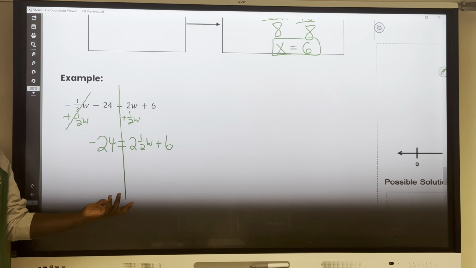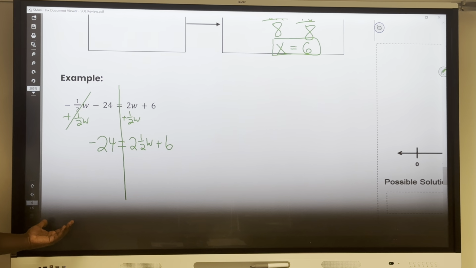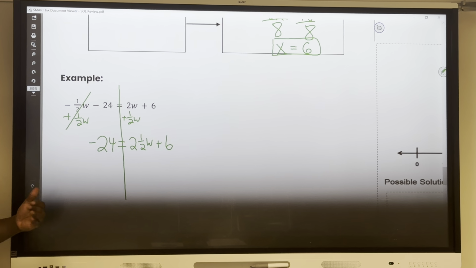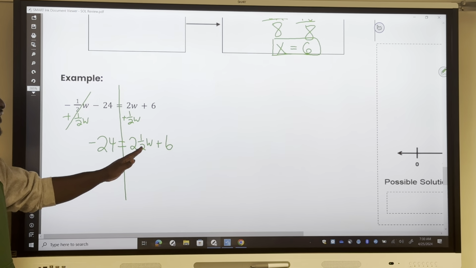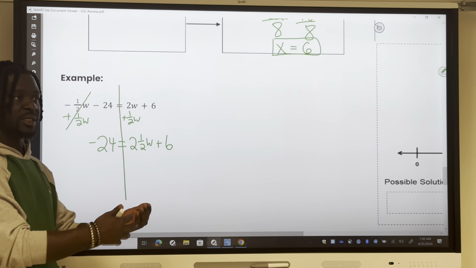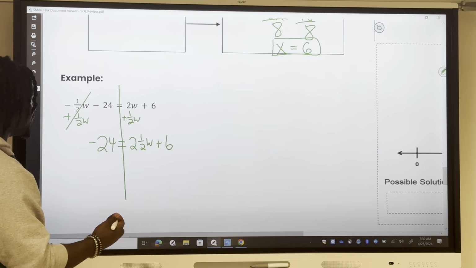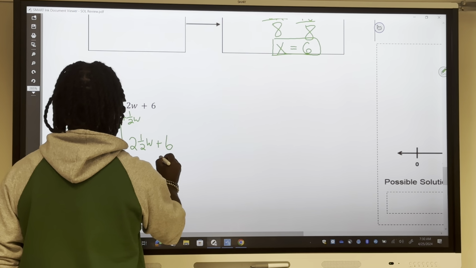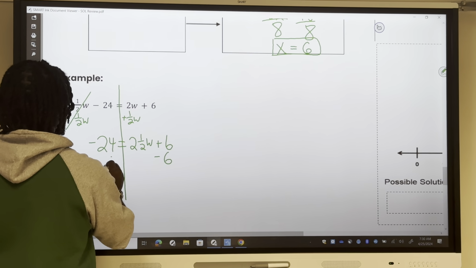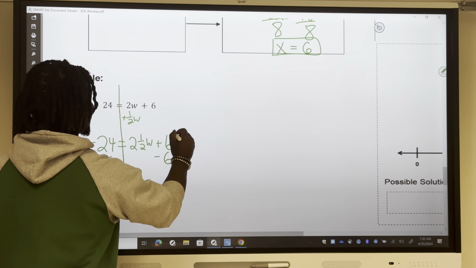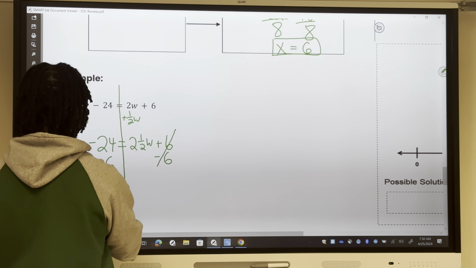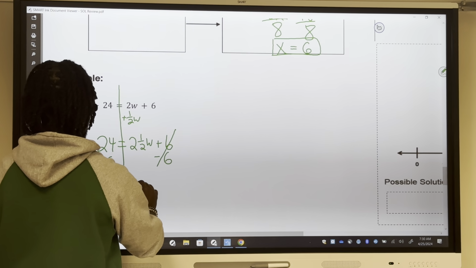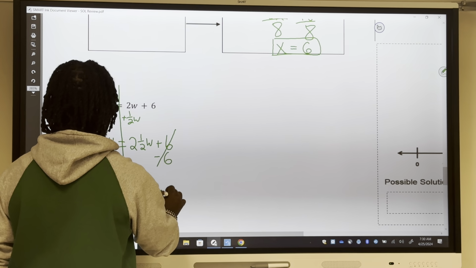You could do 2.5 w, all right? However you want to think about it. Again, I probably would change it to a decimal and make it 2.5 instead of having that mixed number. But you can leave it that way if you'd like, all right? Now I'm gonna -6 on this side, -6 on this side. The 6's will cancel, and that leaves me with -30 equals 2.5 w, okay?